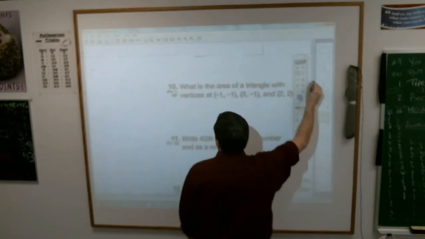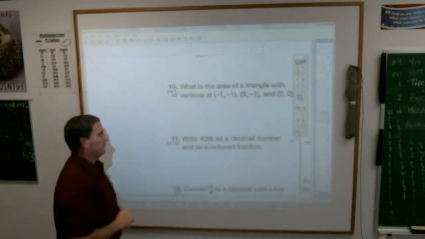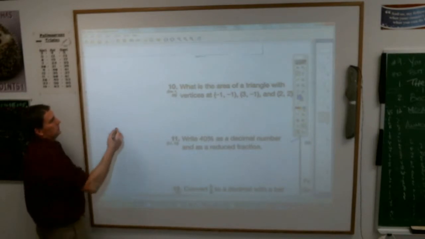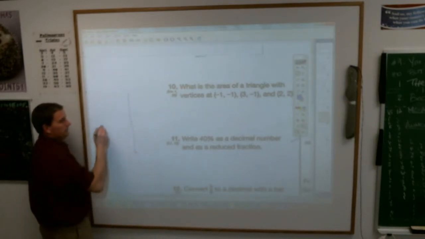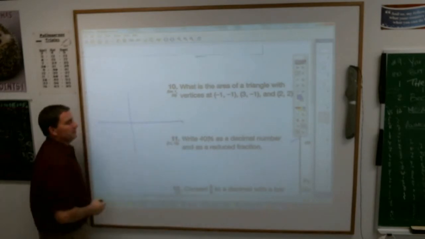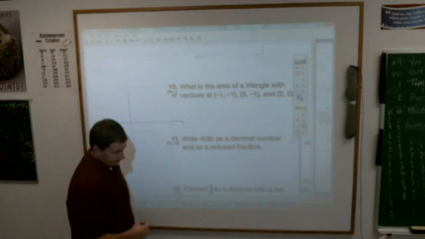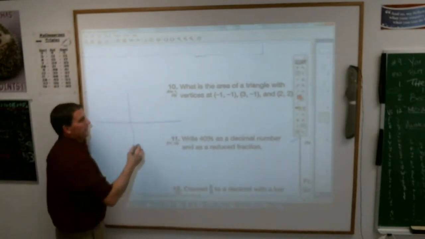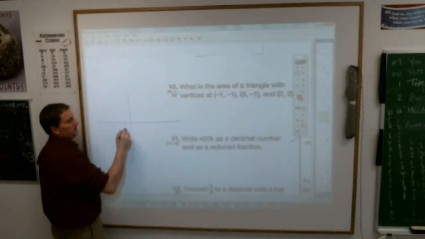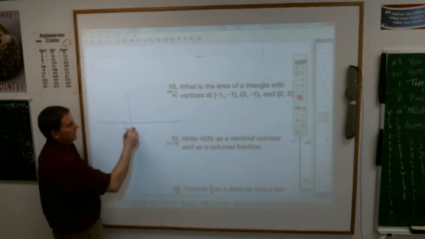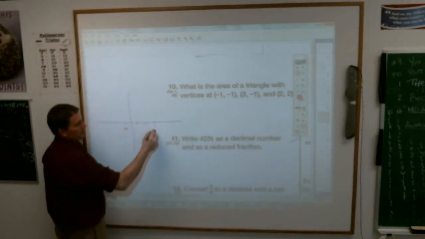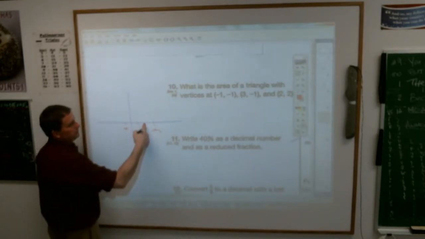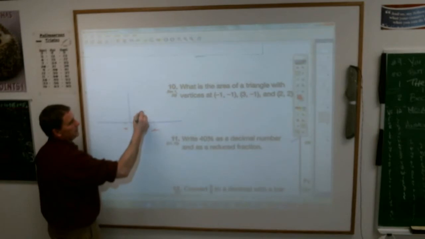Number 10. What is the area of a triangle with vertices at negative 1, 1, 3, negative 1, and 2, 2? Again, people, don't take shortcuts. You've got squares on your paper, make sure that you use them. And I'd even use a ruler. Negative 1, 1 is right here. 3, negative 1 would be right about here. And 2, 2 is right here.